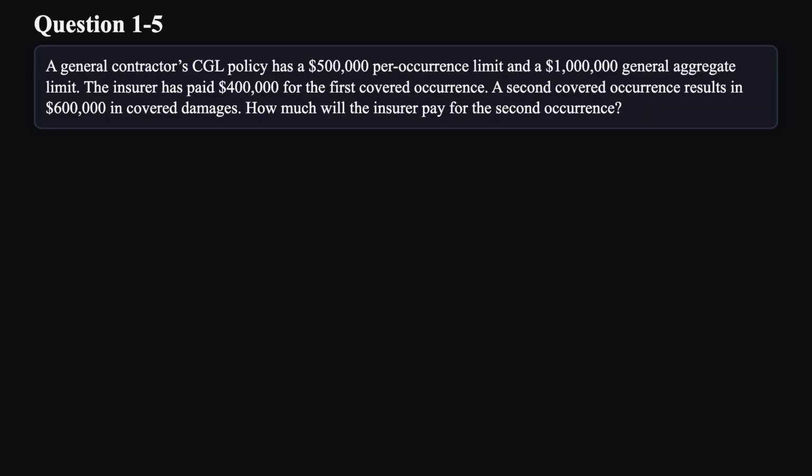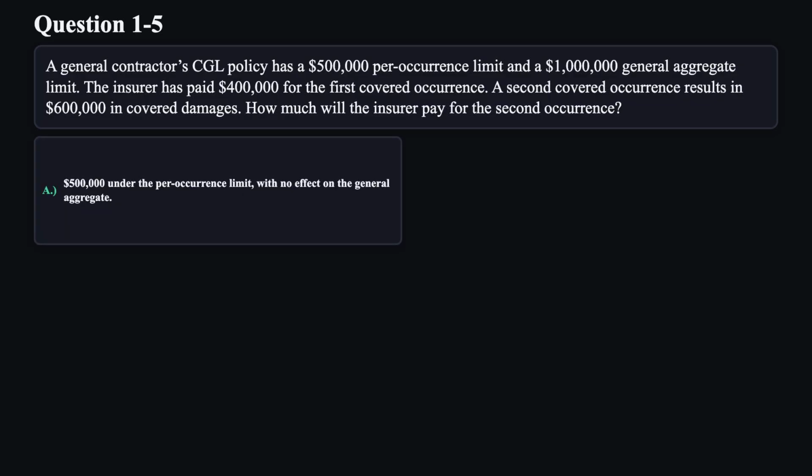Question 5. A general contractor's CGL policy has a $500,000 per occurrence limit and a $1 million general aggregate limit. The insurer has paid $400,000 for the first covered occurrence. A second covered occurrence results in $600,000 in covered damages. How much will the insurer pay for the second occurrence?